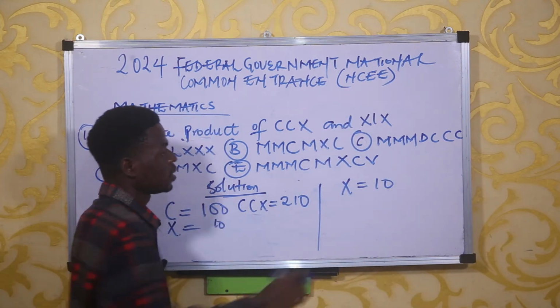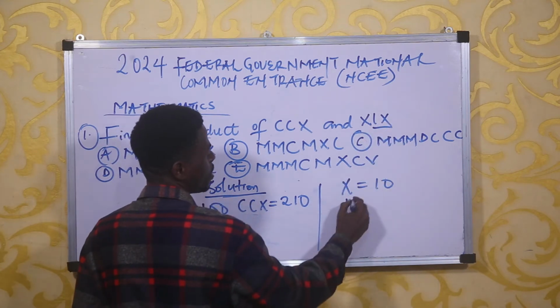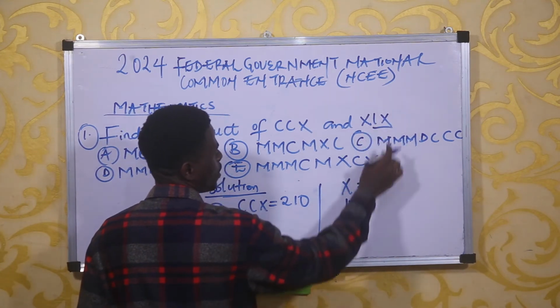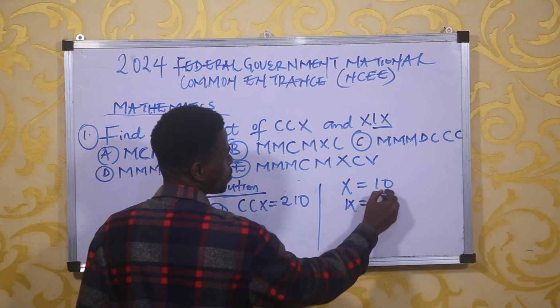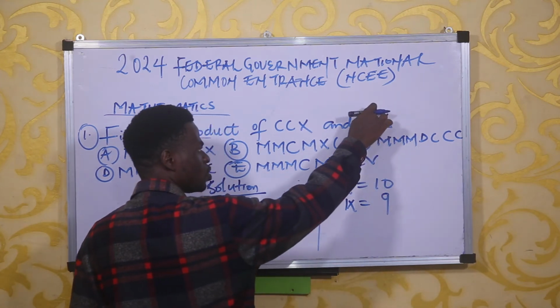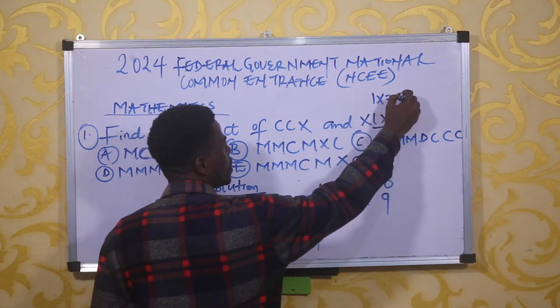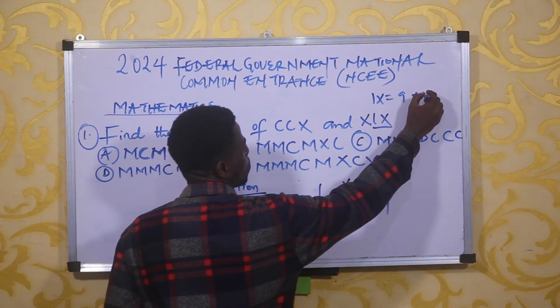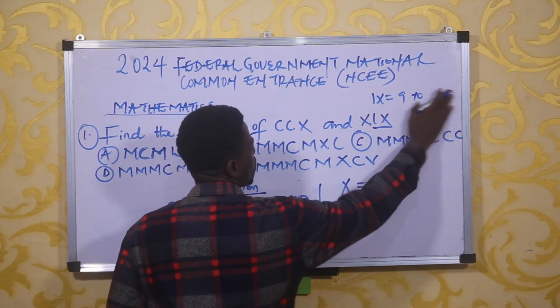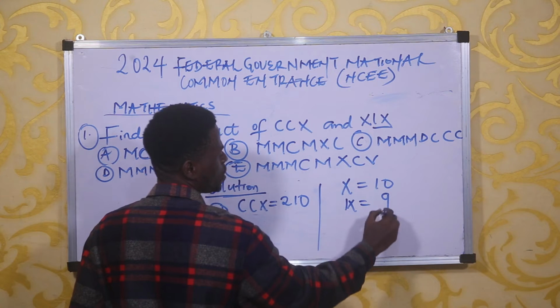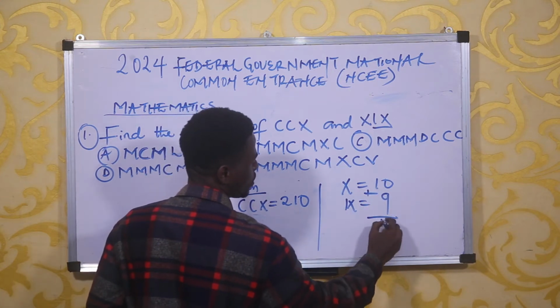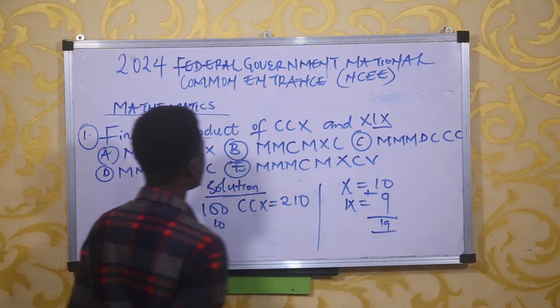Then we have IX. Our IX is 9, which is 10 minus 1. Whenever it's something like this, it means 10 minus 1, which is 9. Take note of that. When you add it, we have 19. So from the question there, it says find the product.